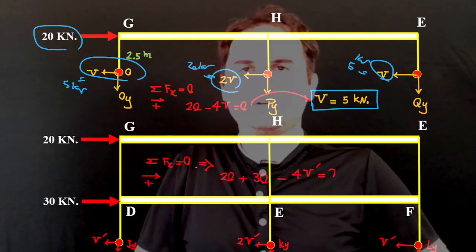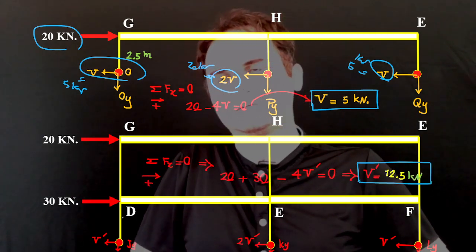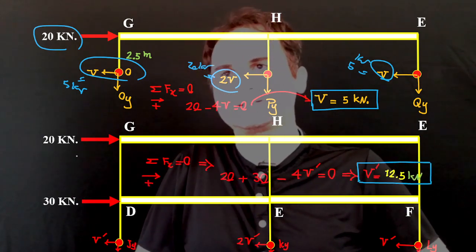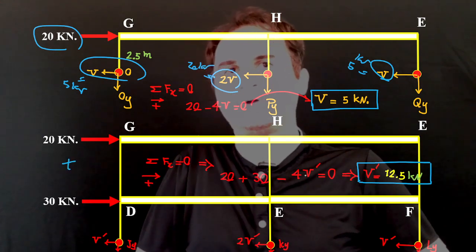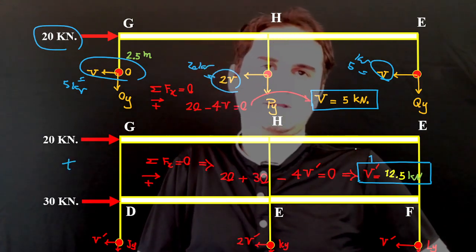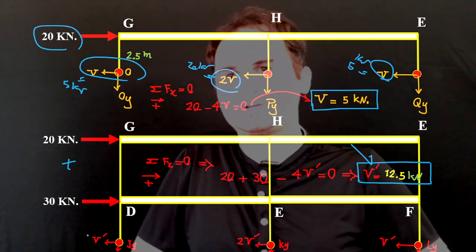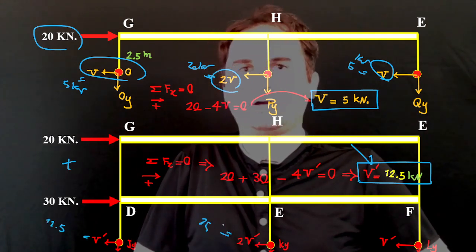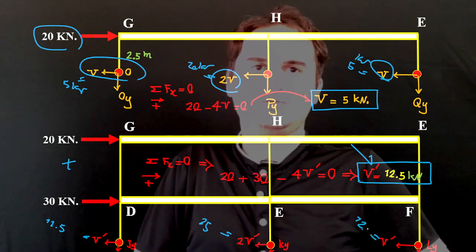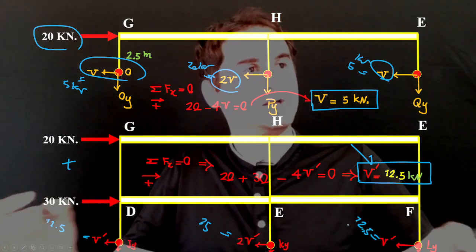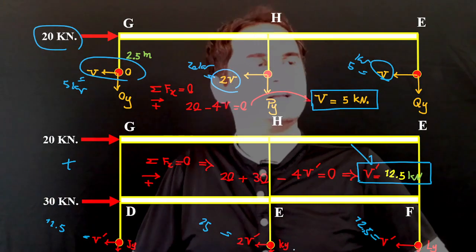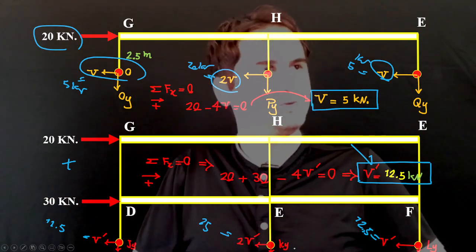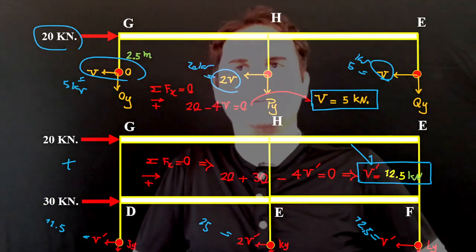The same story, summation of forces in x for the lower part goes to 0. It just says this time 20 plus 30 minus 4V prime goes to 0. V prime is equal to 12.5. This is 25 and again 12.5 at the sides and 25 at the center. That's how we can get the shear distribution in the two-story building.